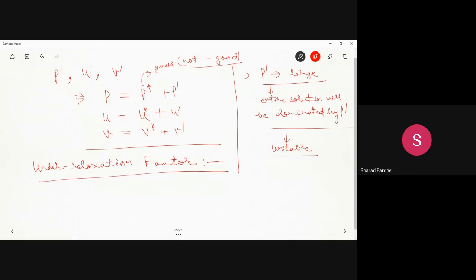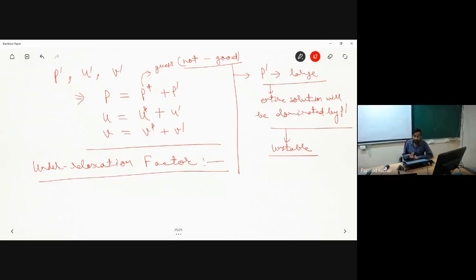Yes, sir. So we are now introducing some new factor. That particular factor we are calling the under relaxation factor. Why are we introducing it? Because it may happen that if our initial guess is not correct, then this pressure correction term will have a very large value and it will dominate the entire solution, and sometimes the dominance of this correction term in the solution may lead to instability and even divergence of the solution.